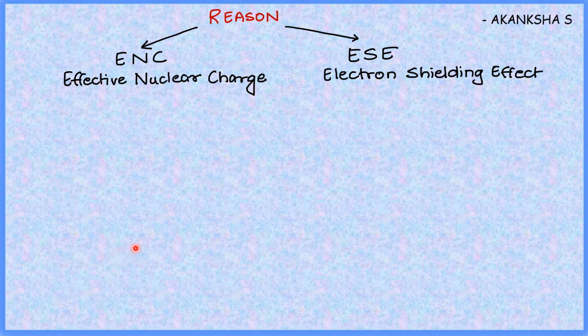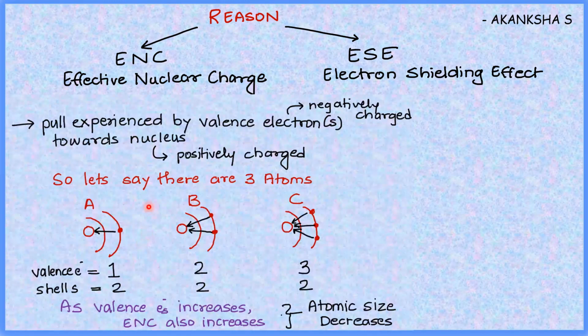Let's understand effective nuclear charge first. What is effective nuclear charge in layman's language? The pull experienced by valence electrons. Now, electrons are negative, right? Towards the nucleus, which is positive. The nucleus has protons, and a proton is positive. So this positive proton in the nucleus is going to pull the negative electron towards itself. That is the logic. So the valence electron is being pulled by the nucleus.